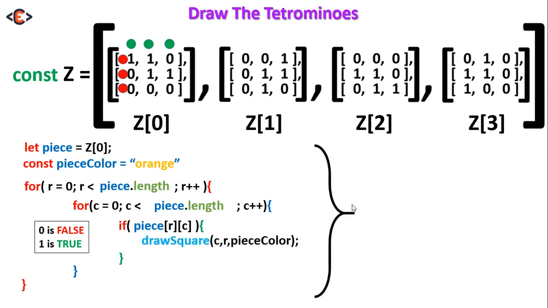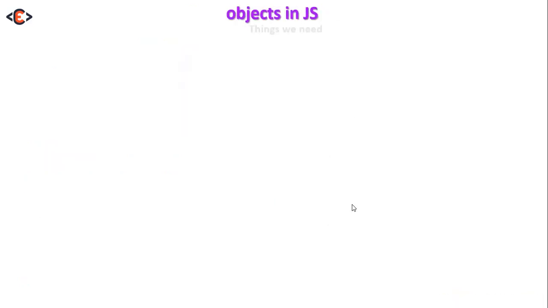Running this code will give us the first pattern in an orange color. This is a code to remember. Objects in JS, just the things we need.